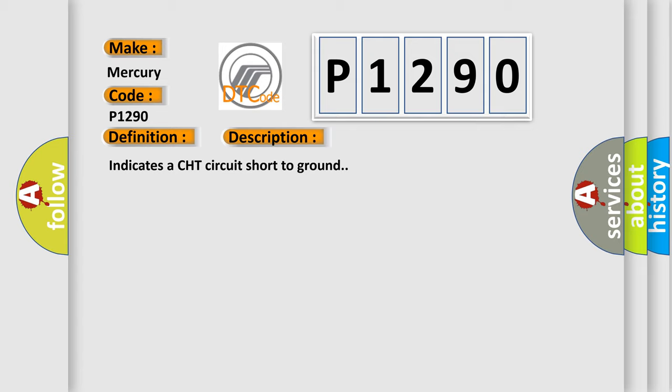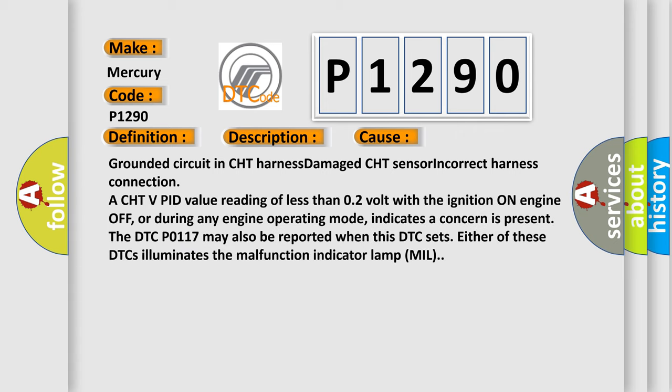This diagnostic error occurs most often in these cases: grounded circuit in CHT harness, damaged CHT sensor, incorrect harness connection. A CHT VPID value reading of less than 0.2 volt with the ignition on, engine off, or during any engine operating mode, indicates a concern is present. The DTC P0117 may also be reported when this DTC sets. Either of these DTCs illuminates the malfunction indicator lamp (MIL).